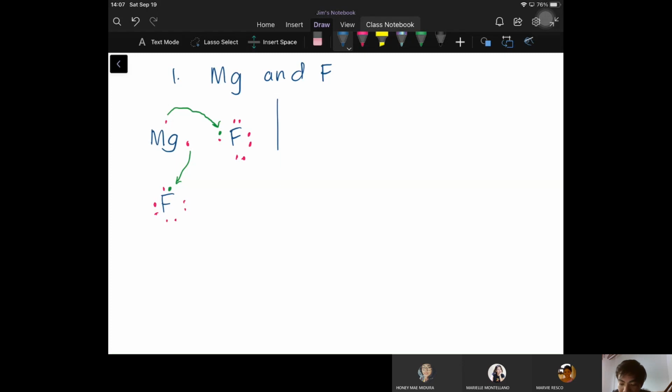So I can rewrite this as Mg2+, since dalawa yung electron na pinamigay niya. Fluorine, fluorine, na may 7 dots. 1, 2.